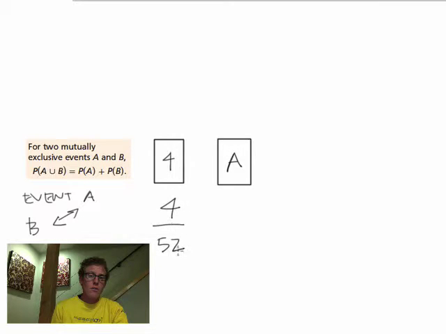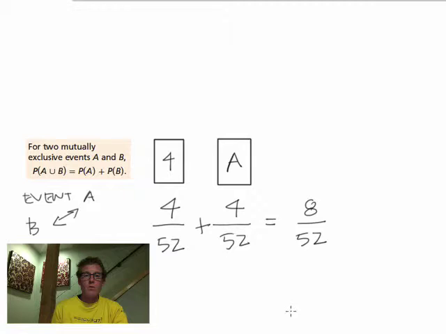How many 4s are there in a deck of cards? There's 4. And then the probability that I grab a 4 or an ace, well, grabbing an ace isn't going to affect the 4, because if I'm only drawing one card, I'm either going to get a 4 or I'm going to get an ace. So there's also a probability of 4 in 52 here. From here I can add these two together and my probability is going to be 8 over 52.